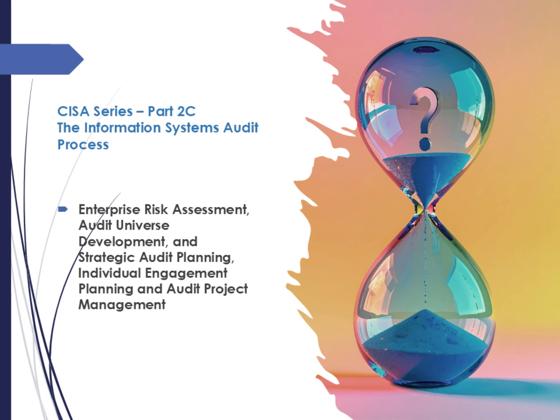Welcome to Part 2C of the CISA series, where we explore one of the most important foundations of information systems auditing, planning and risk-based decision-making. In this section, we will examine how auditors use enterprise risk assessments to understand the organization's most significant business and technology risks. From there, we move into developing the audit universe, the complete population of auditable areas across the enterprise, including systems, applications, infrastructure, vendors, cloud services, and business processes.